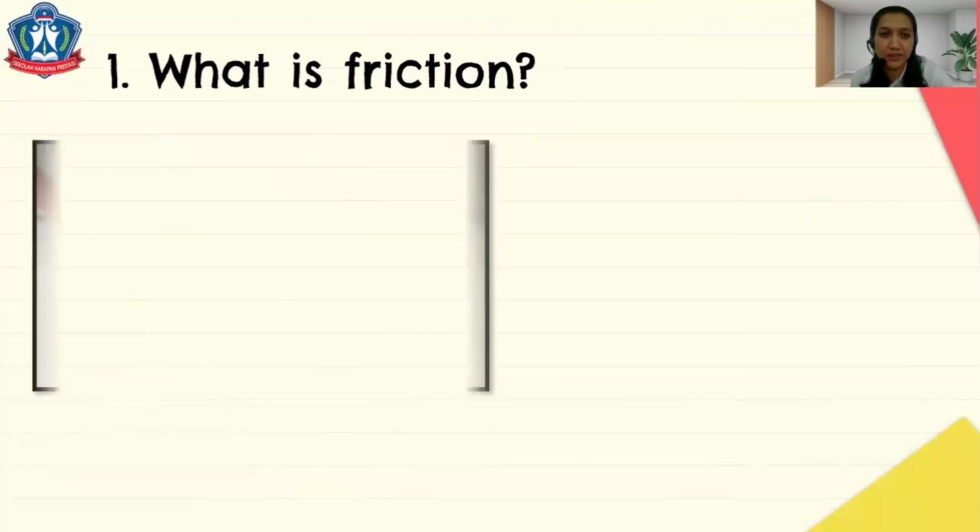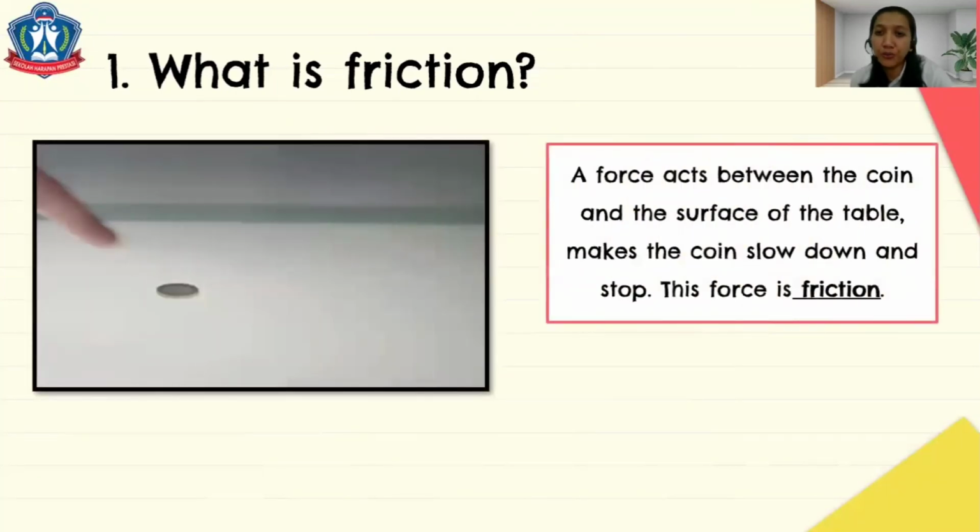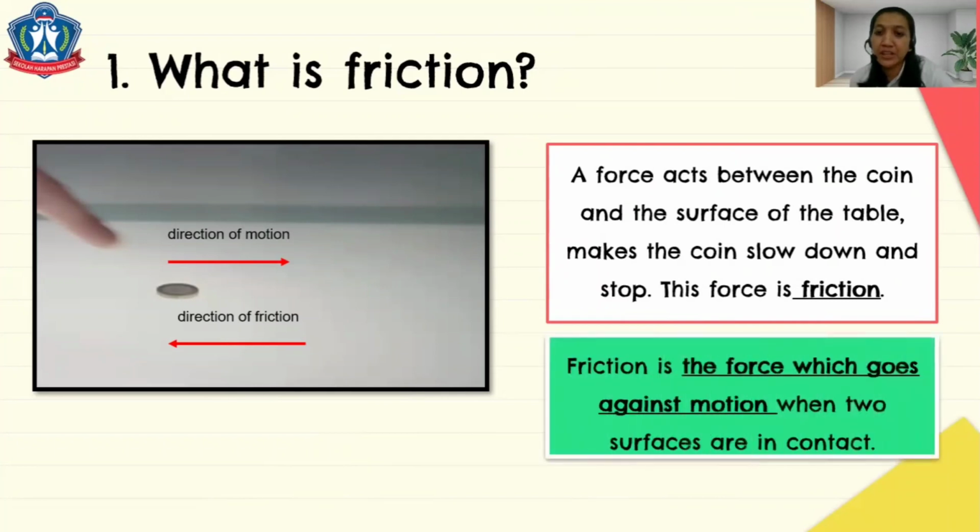Let's discuss. A force acts between the coin and the surface of the table, and makes the coin slow down and stop. This force is friction. Can you take a look at this picture? This is the direction of the motion, and here is the direction of friction. Friction is the force which goes against motion when two surfaces are in contact.